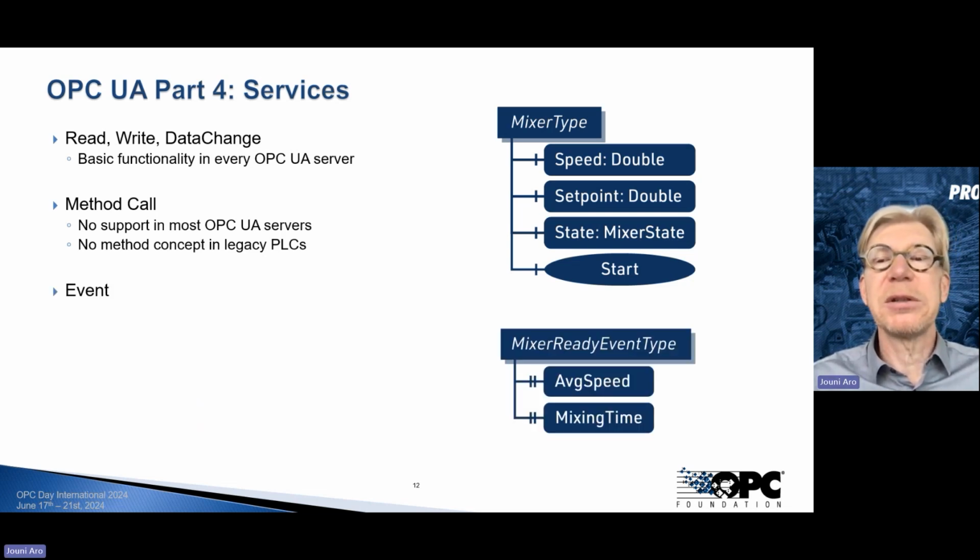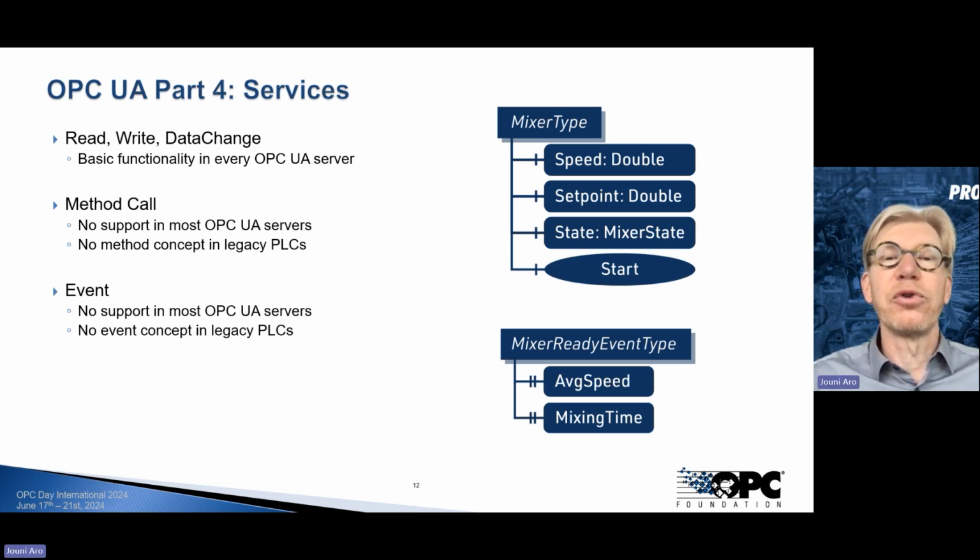Another concept is events. When the mixer is ready, we would like to just give a notification that now the production has finished, and this was the overall time and average speed that the mixer was running on. But also most OPC servers still don't support events, and the PLCs don't have the concept of an event in general. And these are the bottlenecks why we can't take the full power of the information models, because it's not such an easy way to add these functionalities to the legacy systems. Another thing is that most devices don't really have the capacity for history, especially for long-term history. So also this powerful feature is not always available.